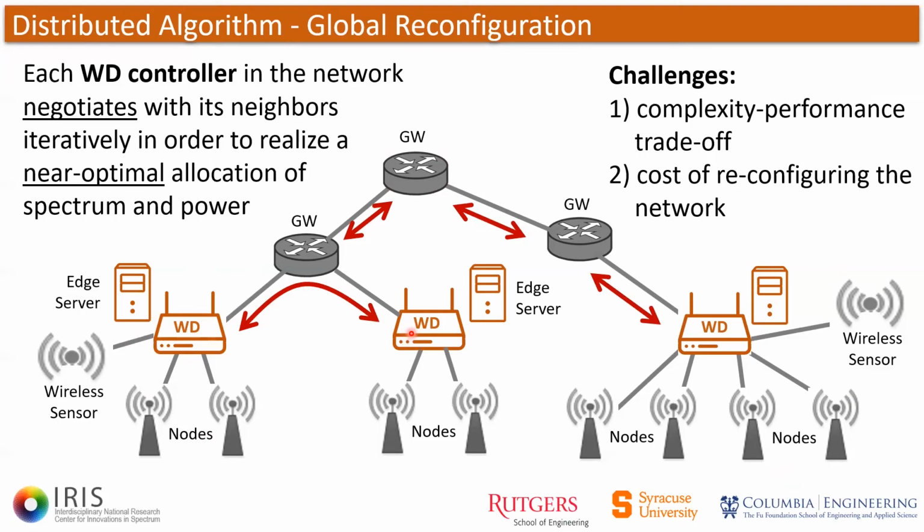The distributed implementation comes with a cost of performance and convergence time. The algorithm may take several iterations to converge to the near optimal solution. The challenge here is to develop an algorithm that performs well under various network settings.